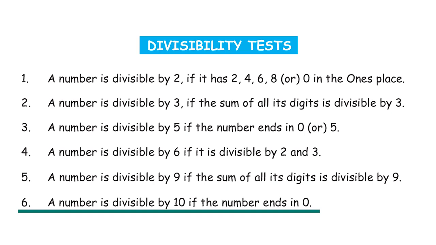For 10, all you have to see is the last digit. If the number ends in 0, you can say that the number is divisible by 10. Today, we are going to learn about a few more divisibility tests. Let's start with the divisibility test for 4.